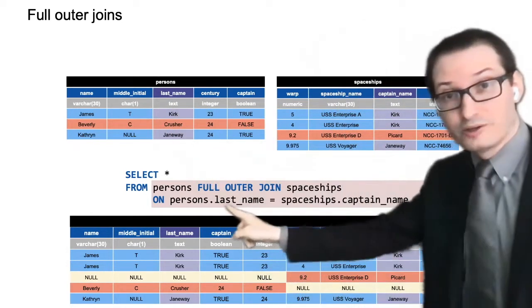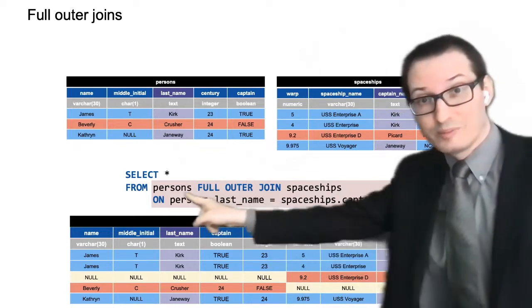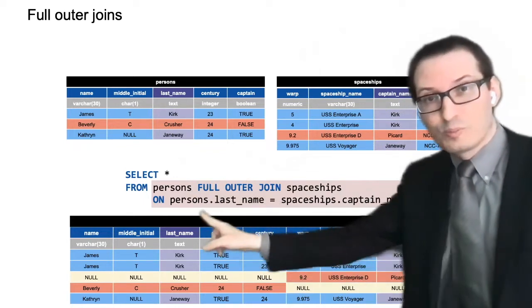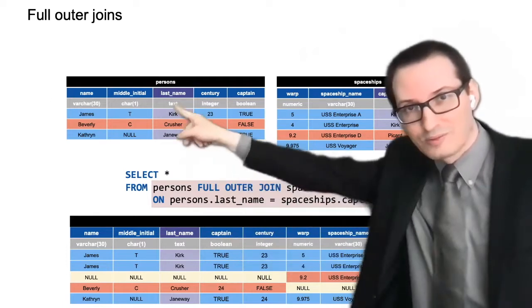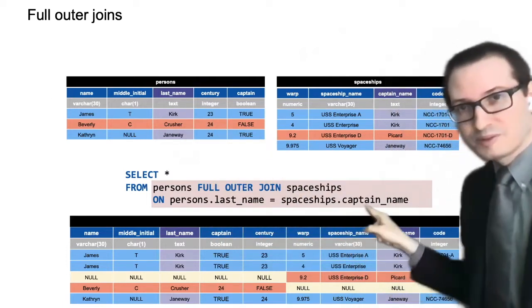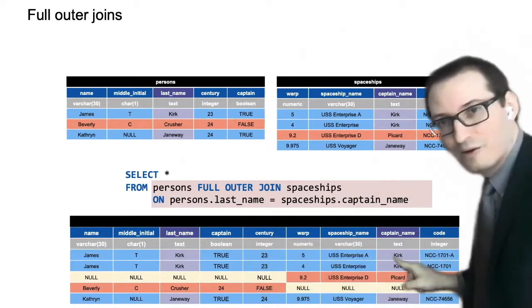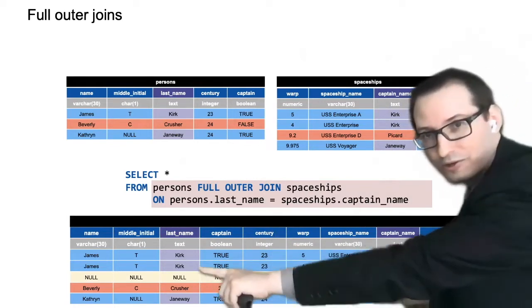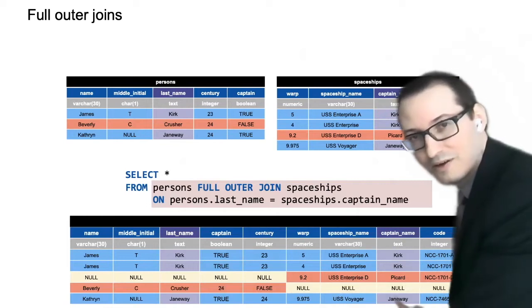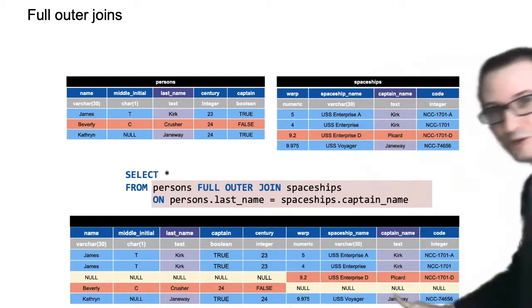And this is what the join does. When you do this join command between persons and spaceships, you plug the person's last name right there to the spaceship's captain name right there. And that is going to give you this very big table right there where you see that Kirk, and Janeway, right? So it all connects.